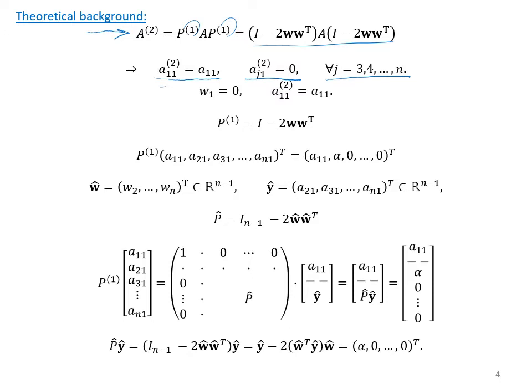Setting W1, the first component of our vector W, to 0 ensures that we have this equality. Moreover, if we recall our Householder transformation, which is here, we can say that it should satisfy this expression, where alpha is a number that we are going to define slightly later.